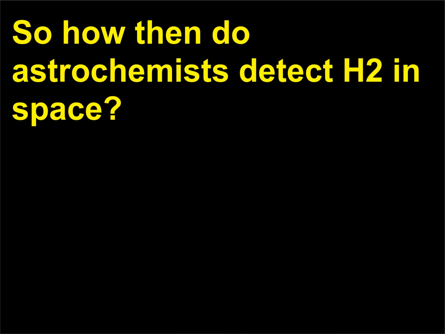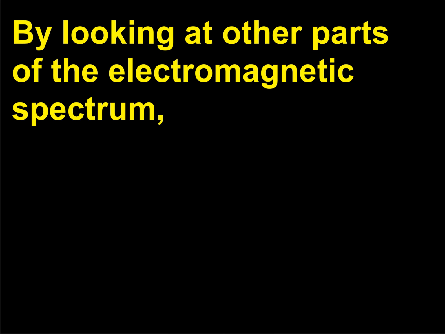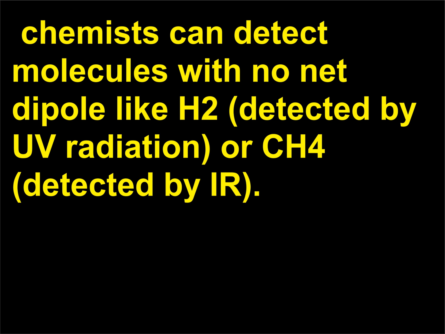So how then do astrochemists detect H2 in space? By looking at other parts of the electromagnetic spectrum. Chemists can detect molecules with no net dipole like H2, detected by UV radiation, or CH4, detected by IR.